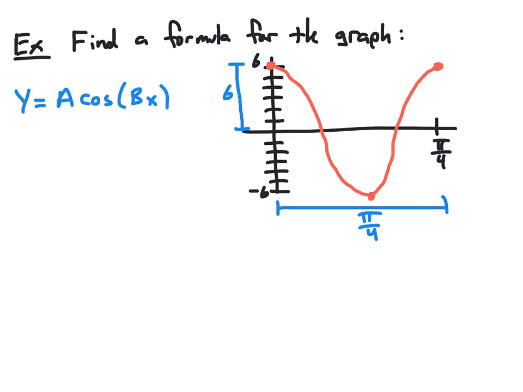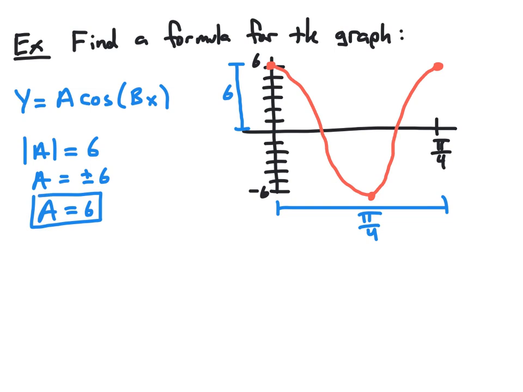We know that the absolute value of a is equal to 6, the absolute value of a being the amplitude, and therefore we know that a is equal to plus or minus 6, the only two values whose absolute value is 6. In this case, our graph is not a reflection of the cosine graph. It is just a standard cosine graph starting at the max value. And so because it's not a reflection, we're going to pick a equal to positive 6.